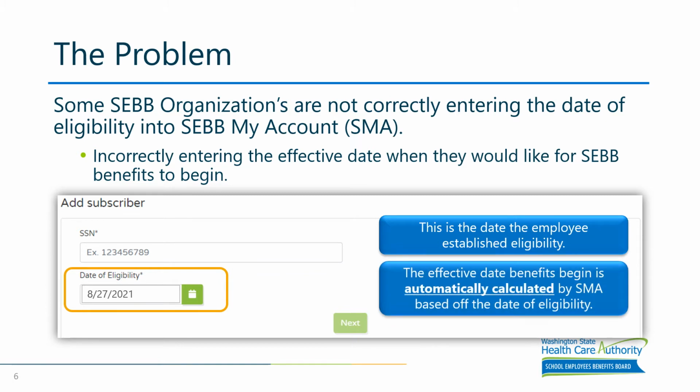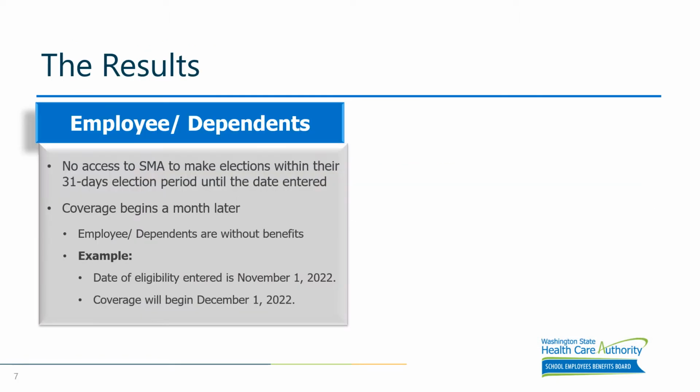The effective date benefits begin is automatically calculated in SEBB My Account based off the date that you enter in this field right here. Again, that is the date of eligibility when that employee is actually eligible for the employer contribution towards SEBB benefits. This is not the effective date. So the impact of entering the wrong date is that this employee has no access to SEBB My Account to make their elections within their 31-day election period until the date that you entered into SEBB My Account. So also coverage would begin a month later. And then that employee and their dependents will go without benefits.